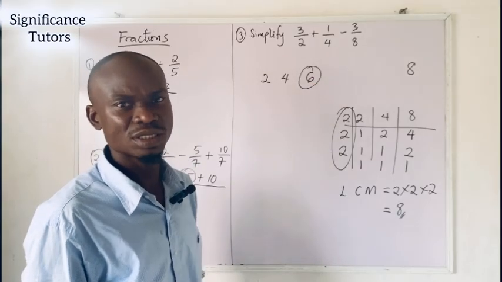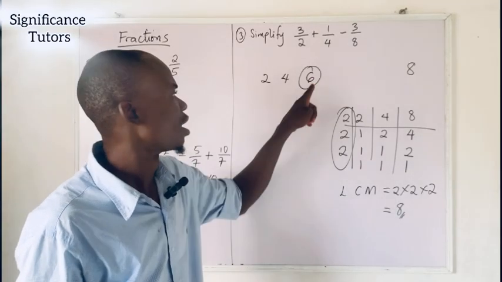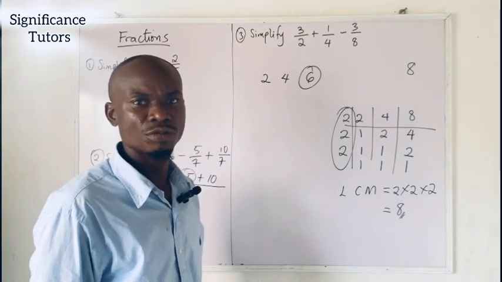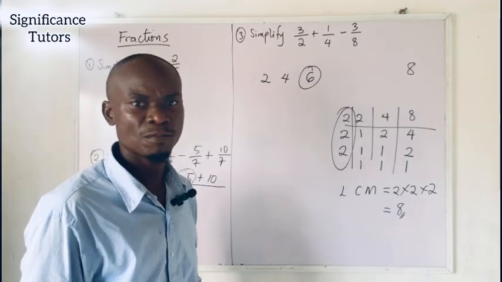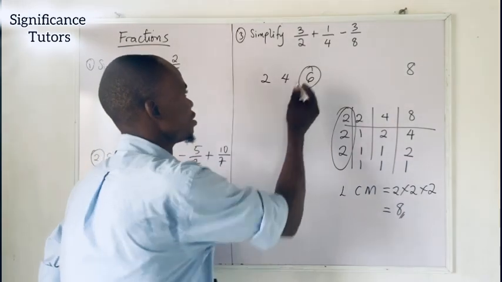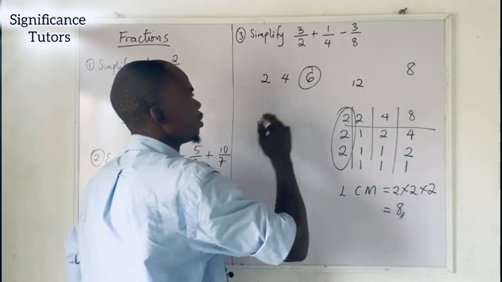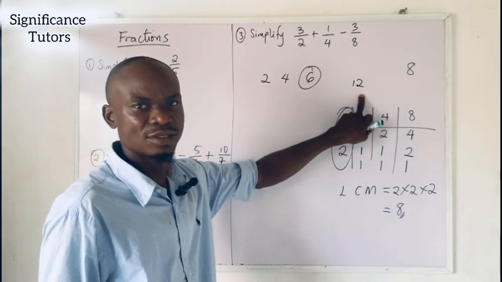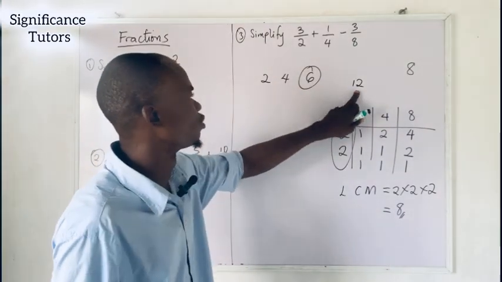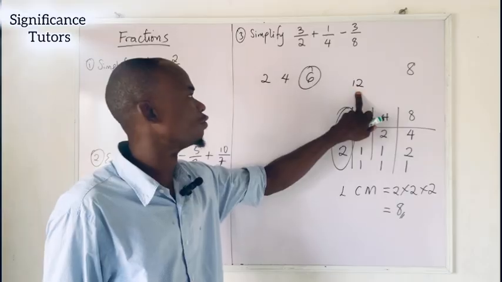So what do we do in this case that all the numbers cannot divide the highest denominator? What we do is we double it and check again. Since they cannot divide 6, 6 times 2 will give us 12. Now let's check. Can 2 divide 12? Yes, it will give us 6. Can 4 divide 12? Yes, it will give us 3.